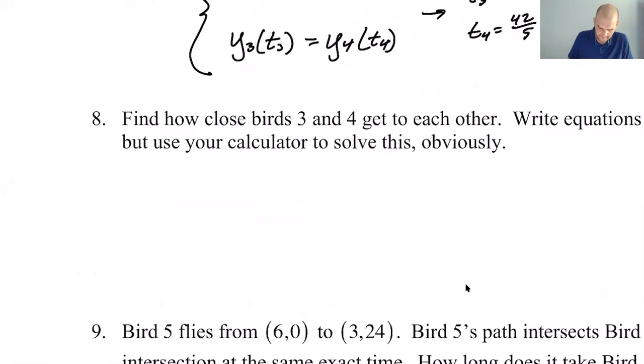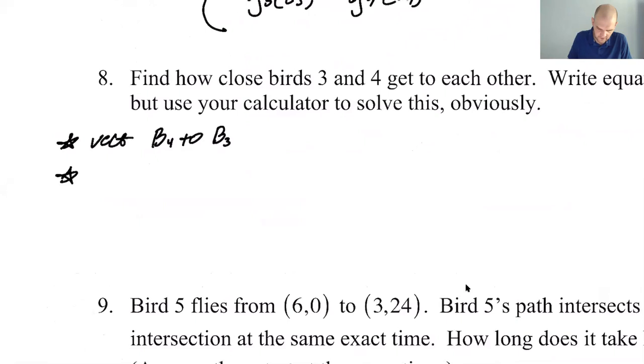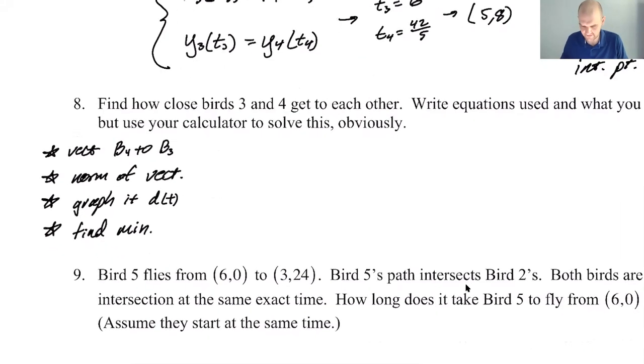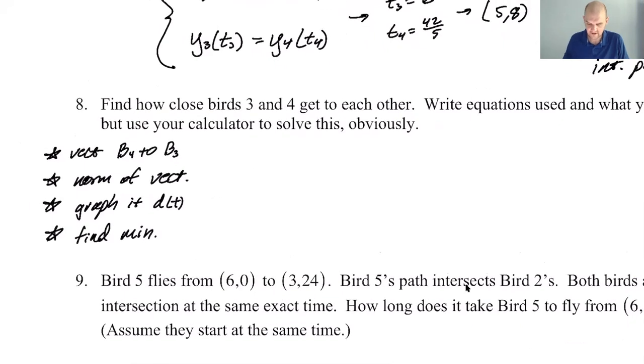My game plan, I'm going to do a vector of bird 4 to bird 3, or bird 3 to bird 4. It doesn't matter. I'm going to find the norm of the vector. I'm going to graph that. And let's say distance is a function of time. I'll find the minimum. That's my game plan.